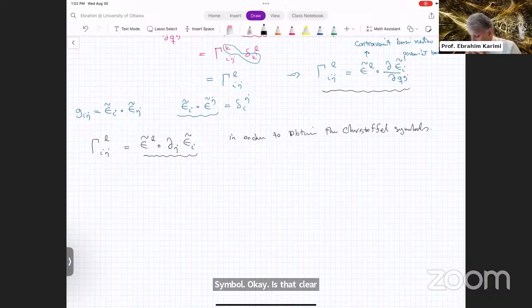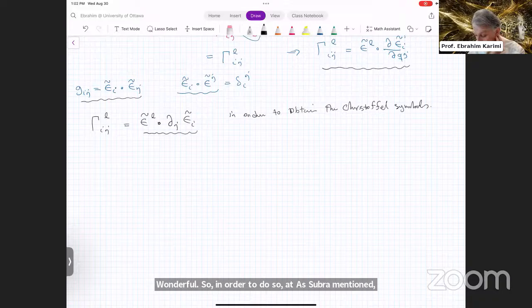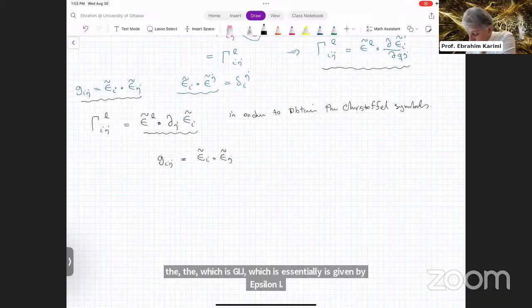Wonderful. So, in order to do so, as Subra mentioned, it is better to work with the metric. Let's work with the metric, which is Gij, essentially given by epsilon I dot epsilon j. This is what we know.